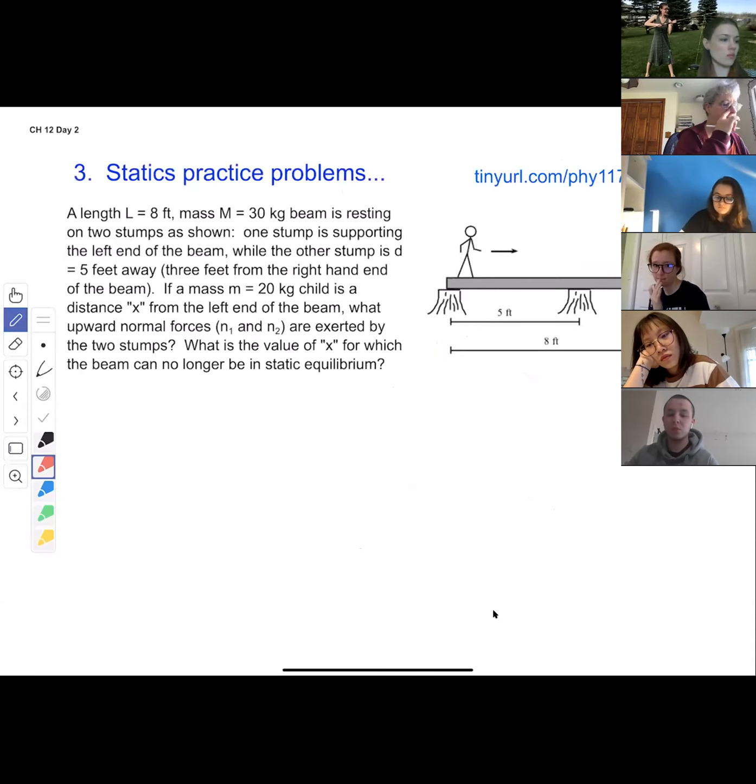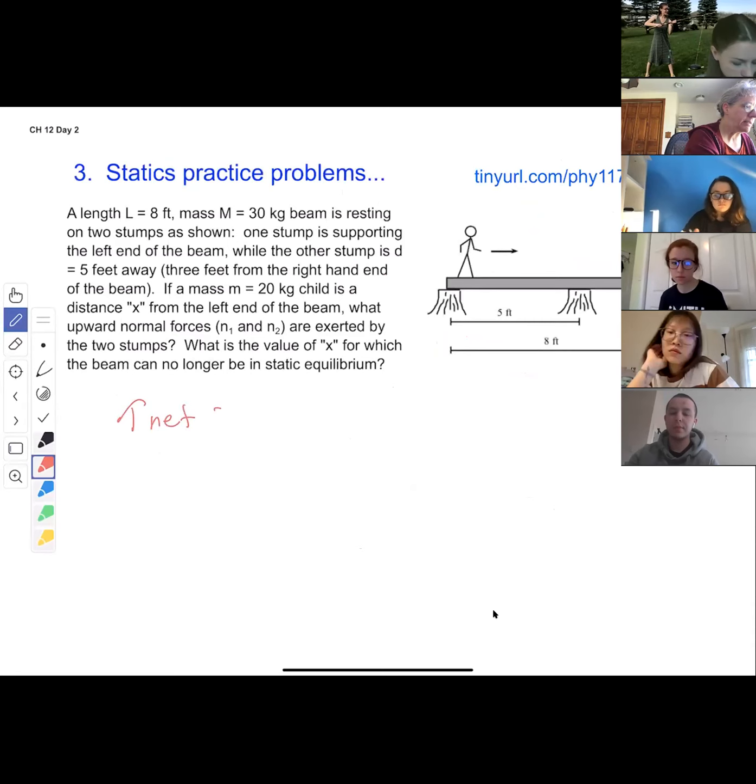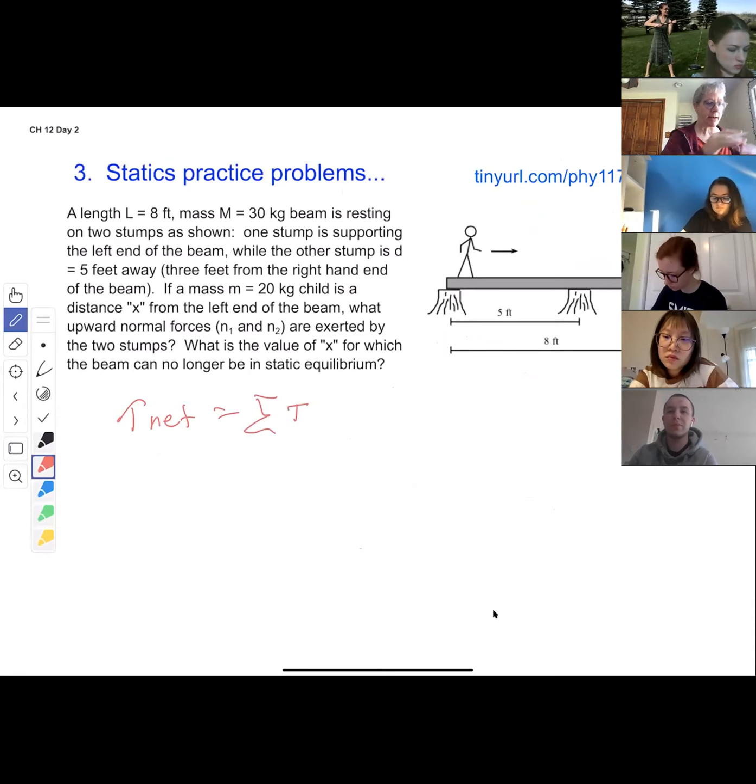So we use this idea about the net torque being the sum of all the torques acting on an object. And then if the object is not turning, that sum of the torques has to equal 0. And this is one of the conditions for static equilibrium.